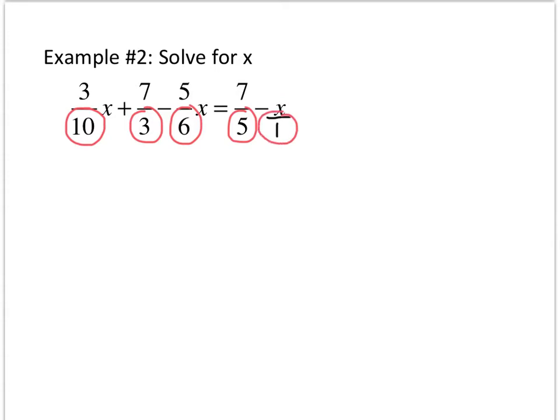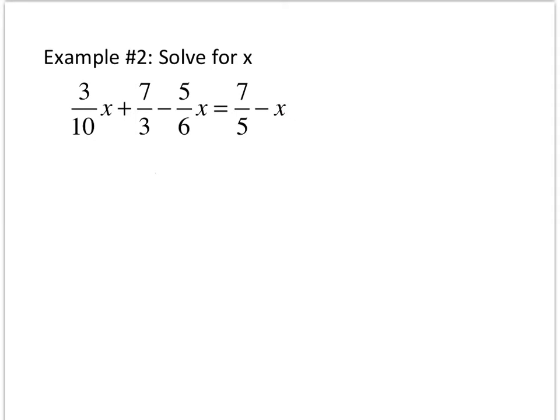So I'm asking, well, what number can 10, 3, 6, 5, and 1 all evenly divide? Or in other words, what can I multiply all these numbers by and somehow get the same multiple? And the answer is 30. If I look, I can multiply 10 by 3, 3 times 10, 6 times 5, 5 times 6, and of course 1 times 30. So now that I've identified 30 as our least common multiple, I just need to go ahead and multiply both sides of the equation by this number.